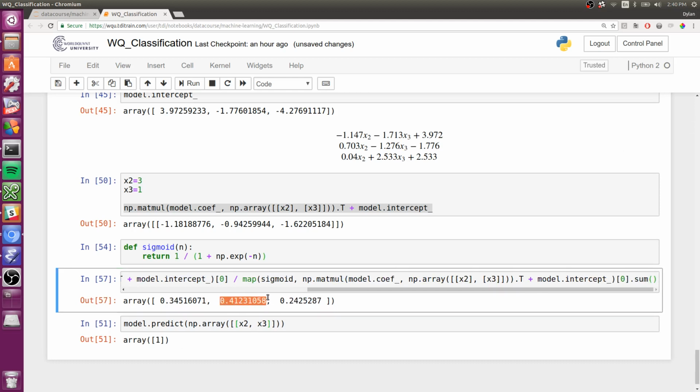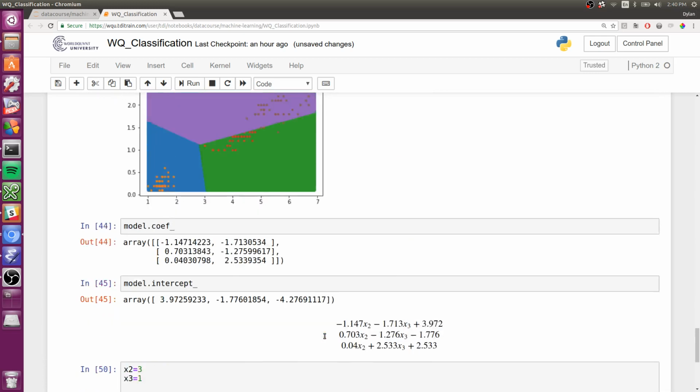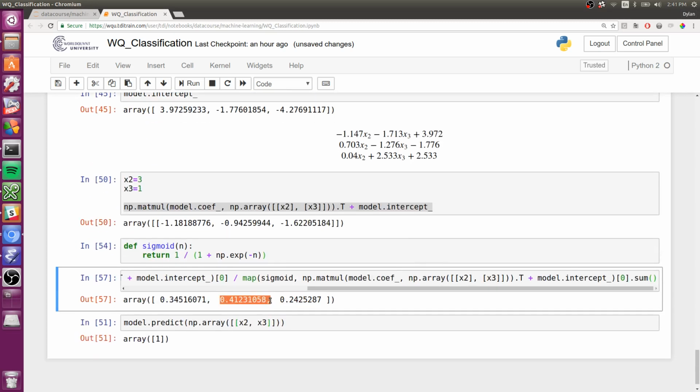So we have a 41% chance that this belongs to category 2, 35% chance that it belongs to category 1, and a 25% chance that it belongs to category 3. Which makes sense. This is very close to the boundary of all 3. So we expect the probabilities to be fairly even between all the classes. But it does lie inside the decision boundary for the second class, which we see has the maximal probability.